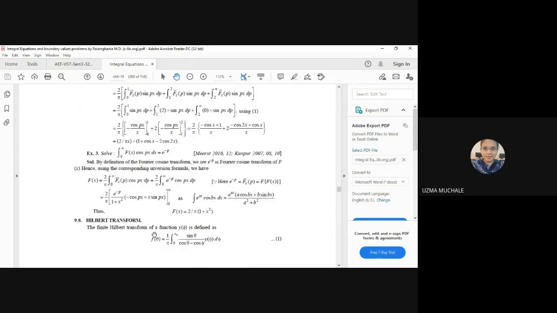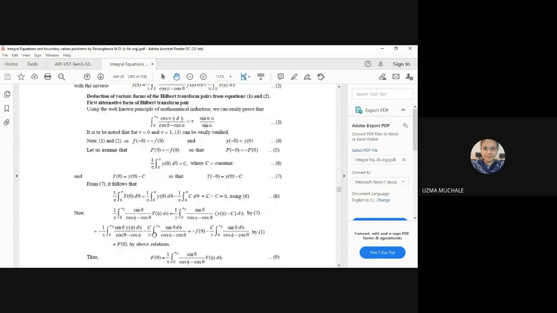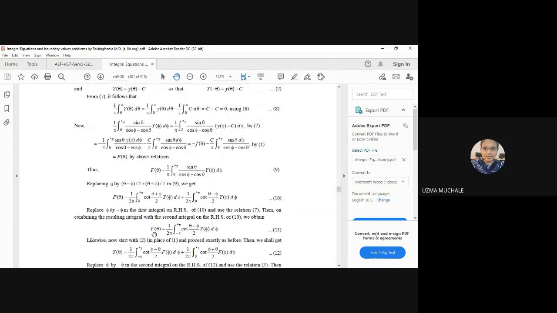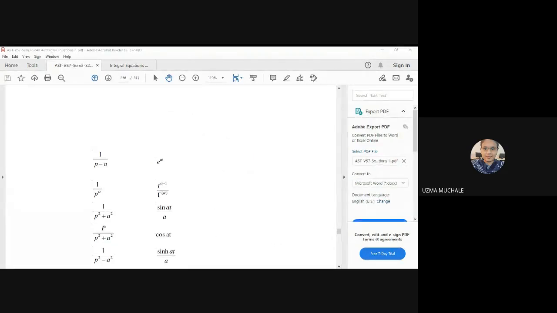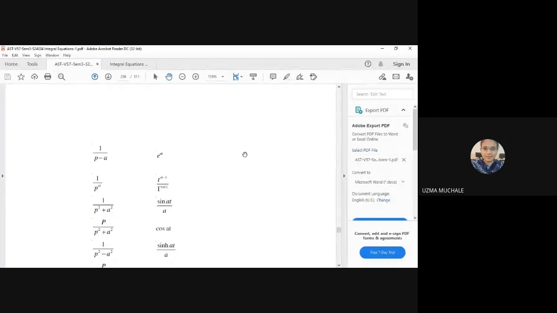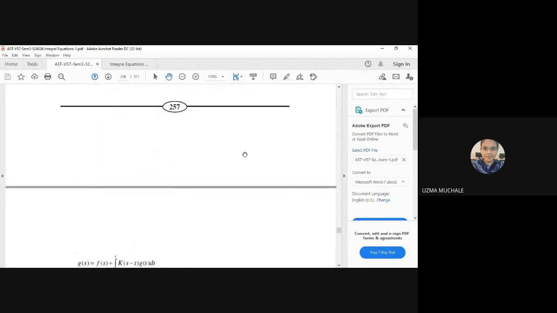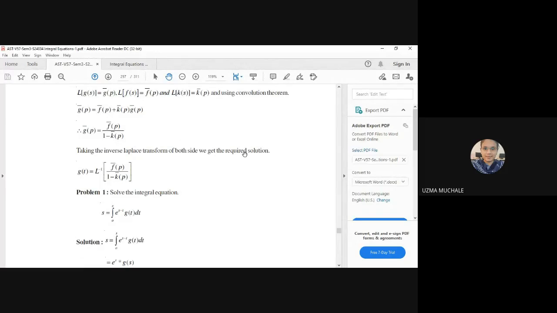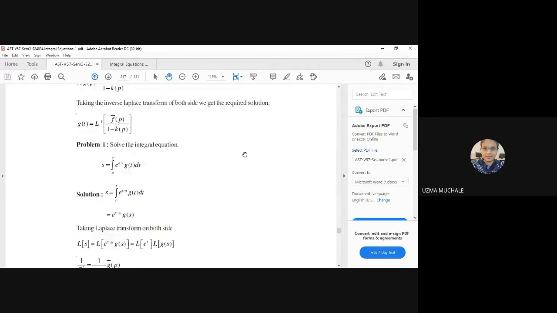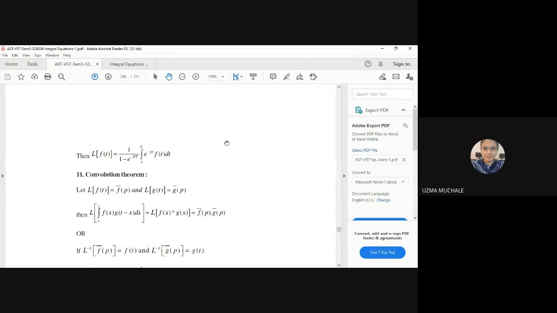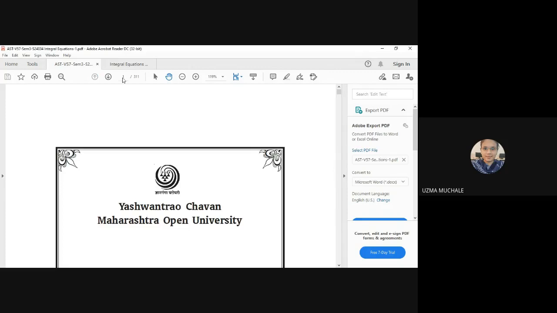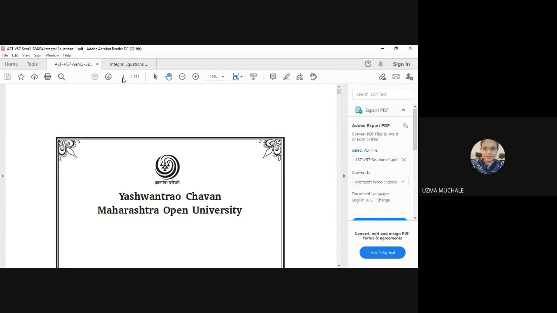In a very similar way, you can solve many more examples of the Fourier sine and cosine transform. One more book was given to me by Abhijit Patil. You can see here, these are the formulas of sine and cosine transform. This book is distance education notes, I think, from the Shivaji University. Sorry, Yashwantrao Chavan Maharashtra Open University.